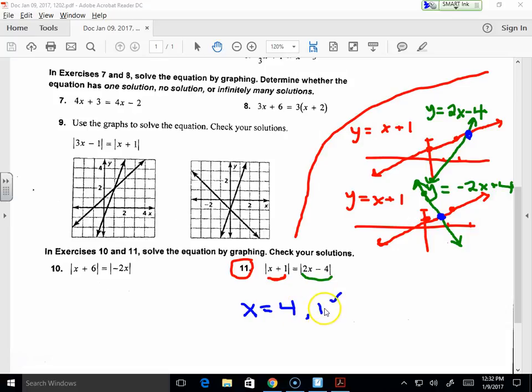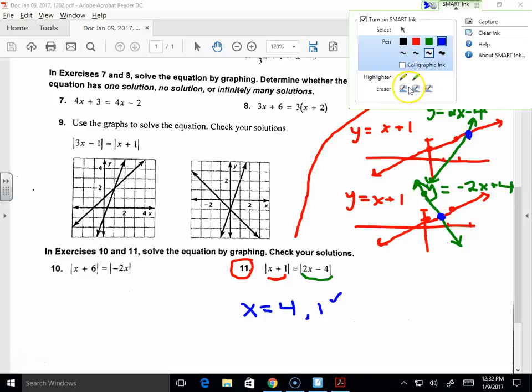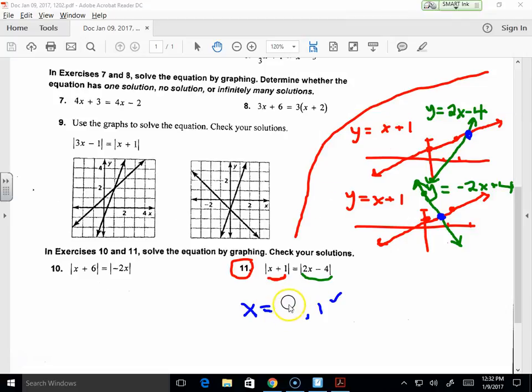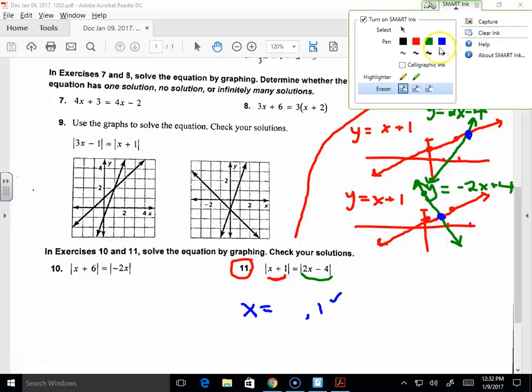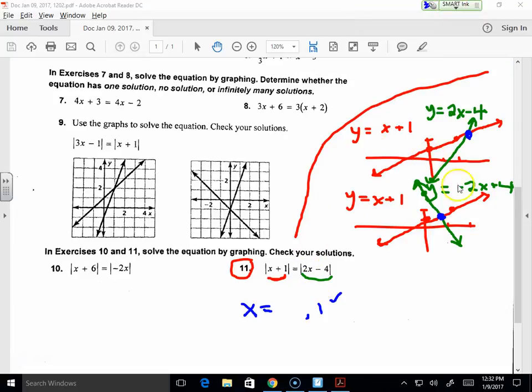Oh, okay, the 1 is good. The 4 is a little bit off, but it's okay. We are doing our own graphs, which means we might make mistakes, right? Does anybody have another answer besides 4? Do you want to try 3? Yes, let's try 3. 3 plus 1 is 4. 6 minus 4 is 2.